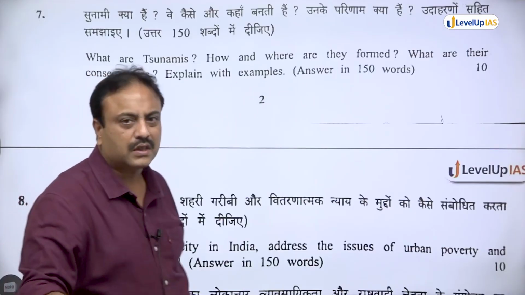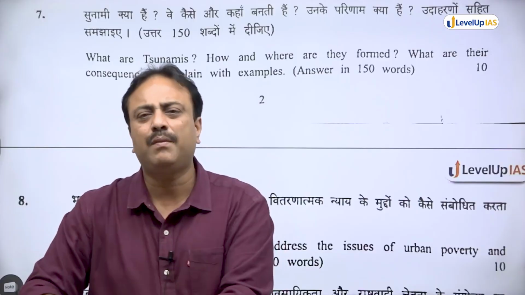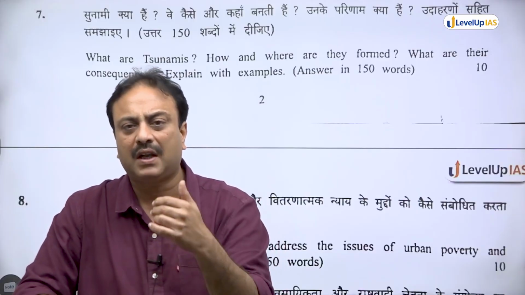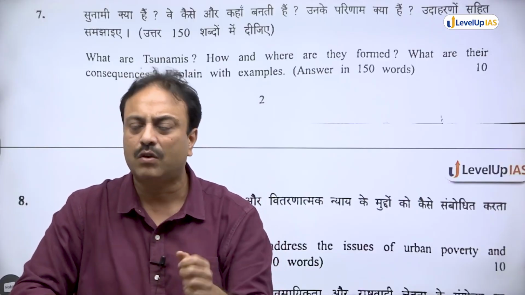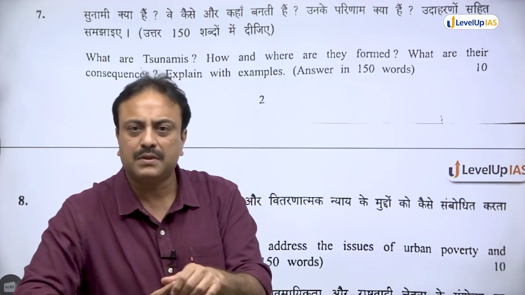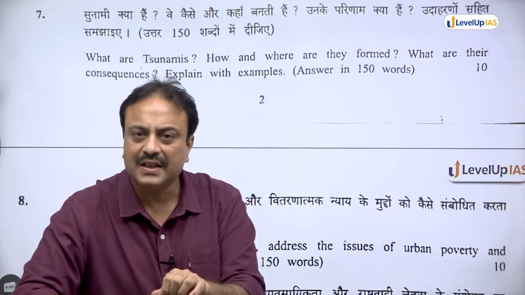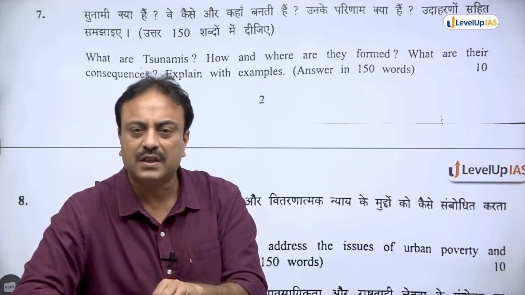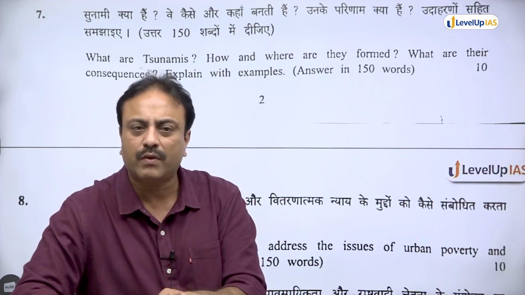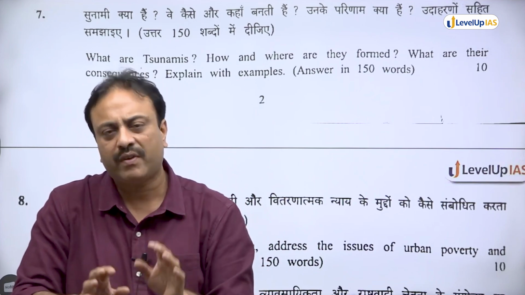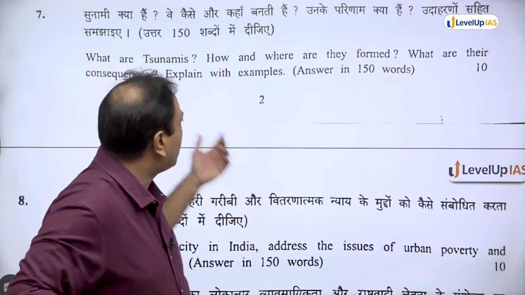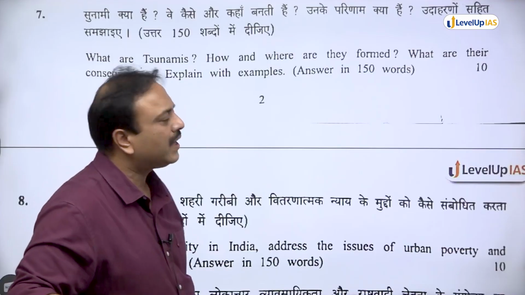What are their consequences? Consequences is it will be harmful, it will be detrimental, it will result in heavy destruction on the coastal areas. Buildings will collapse, loss to life and property, salinization of soil over there, loss of agriculture, flood situation will be created over there, and it will be a catastrophic event for the coastal area experiencing tsunami. That can be the consequences. How to write the examples?